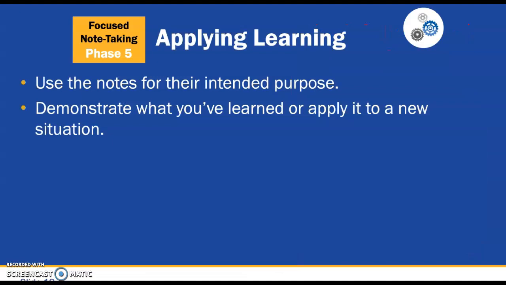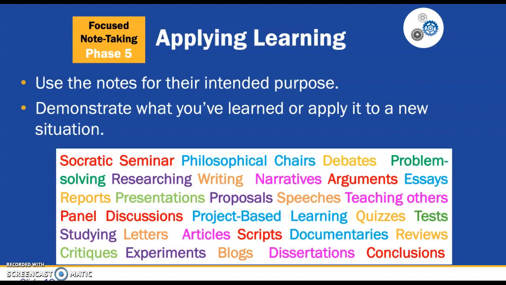All right, and the last thing that you're going to do with these notes is really what you wanted to do the whole time. Use the notes for their intended purpose. Demonstrate what you've learned or apply it to a new situation. This is where you get to do all the fun stuff you want to do in teaching. Socratic seminar, philosophical chairs, debates, arguments, narratives, presentations, project-based learning, quizzes, tests, scripts, documentaries.